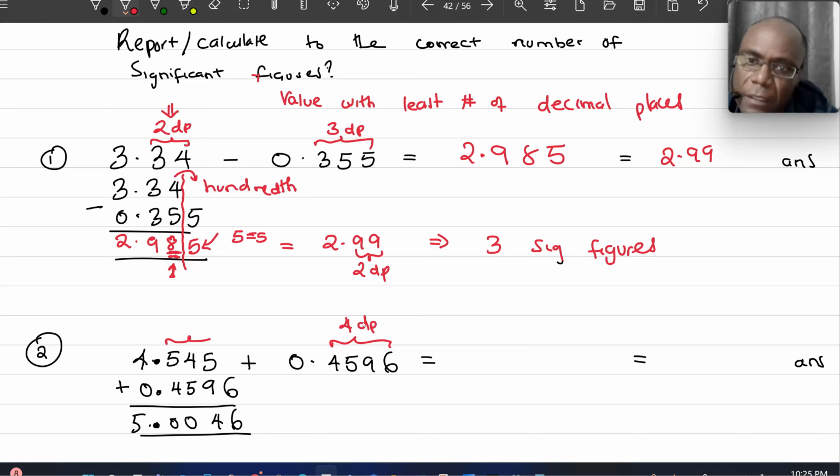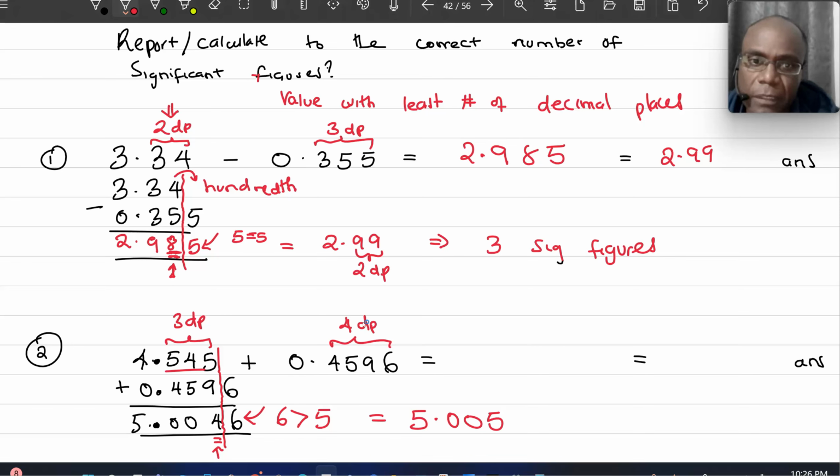The decimal is here, but now you see out of the two that are added, this has 4 decimal places, this has 3 decimal places. I need to draw a line here, so I need to keep this decimal place. I look at the number after. 6 is more than 5, so this goes to 5.005.